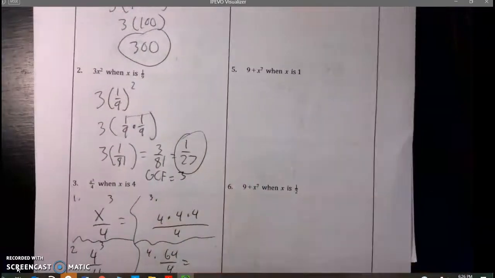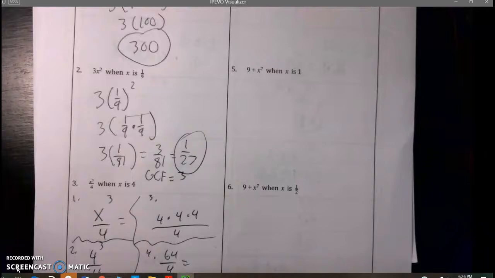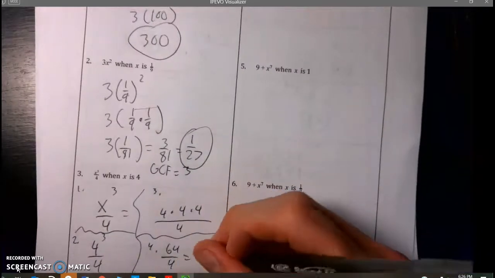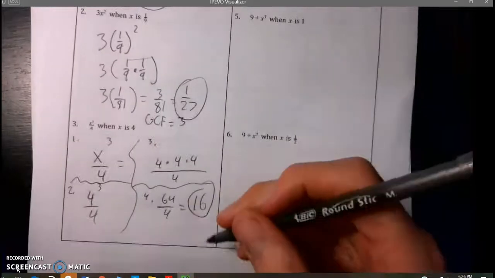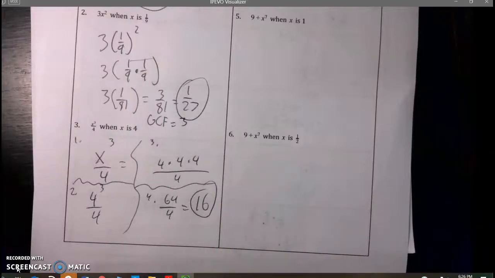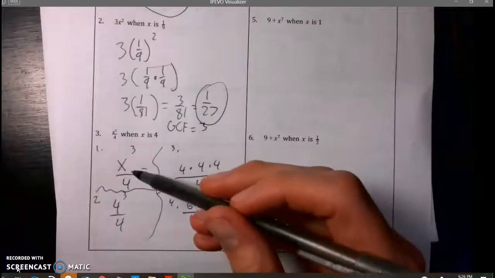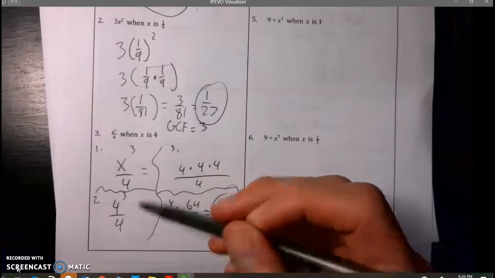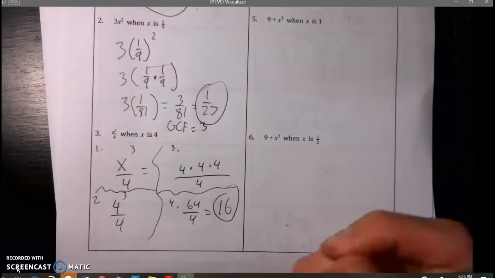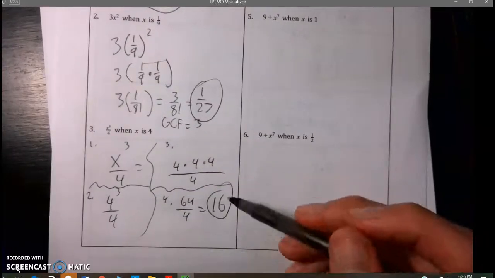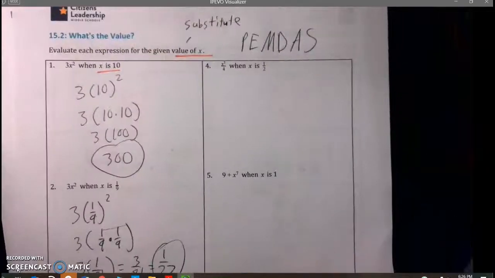And then to simplify that, can 64 be divided by 4? Indeed, it can. It would be 16. So remember, fractions are division. So this is an appropriate approach to take, where you rewrite the expression, you show that substitution, we're showing that expanded form, and we're showing how we simplify to get our final answer.